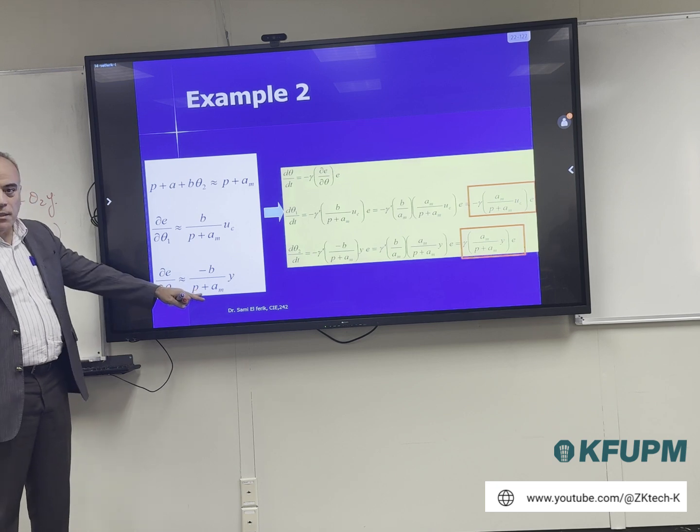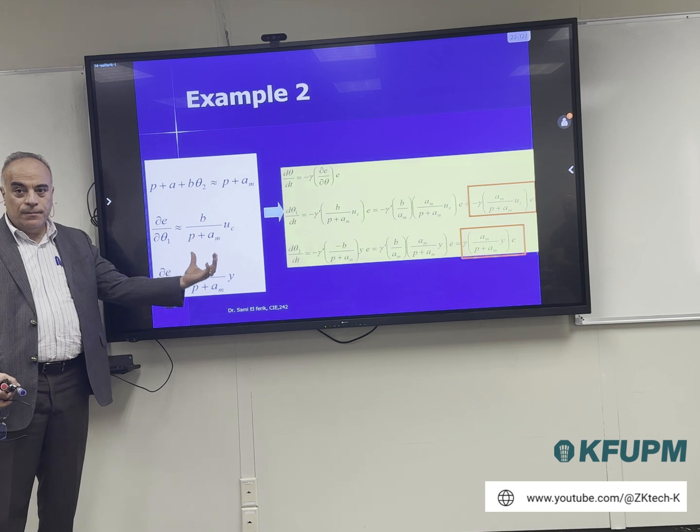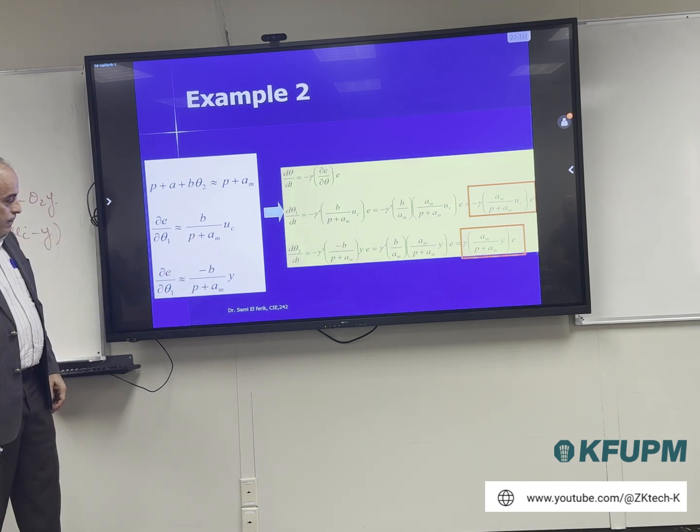Up to now everything is clear? This is just an approximation. The second one you mean theta 2, right? So the derivative of theta 2.